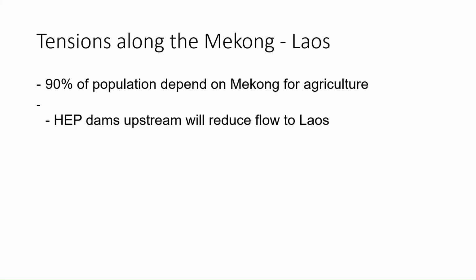And now let's talk about Laos. So 90% of the population depend on the Mekong River for agriculture, and obviously dams upstream will reduce the flow to Laos, and this will cause tensions as people will lose their way of life, as the agricultural yield will decrease, so it will threaten the livelihoods and will also threaten the economic livelihoods as well. So you've got to think about both sides.